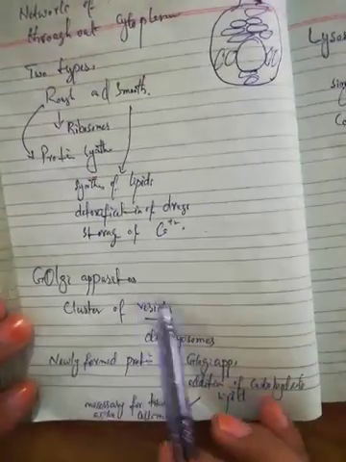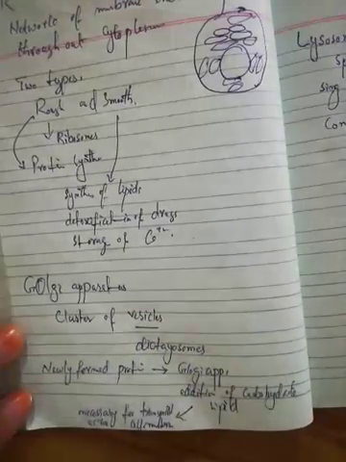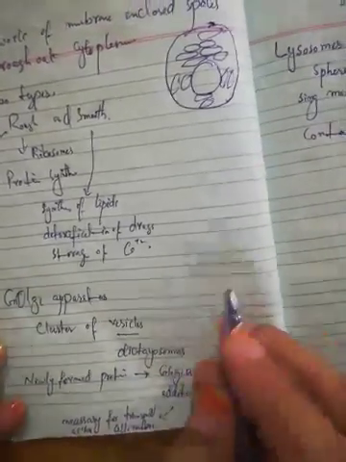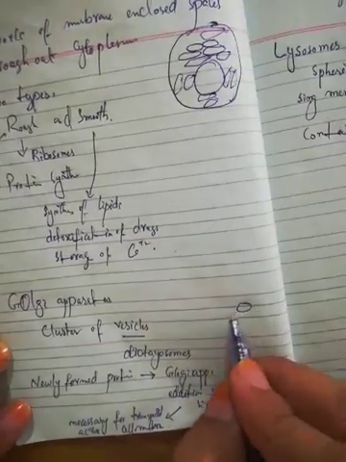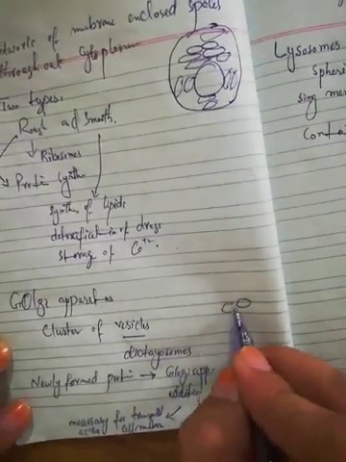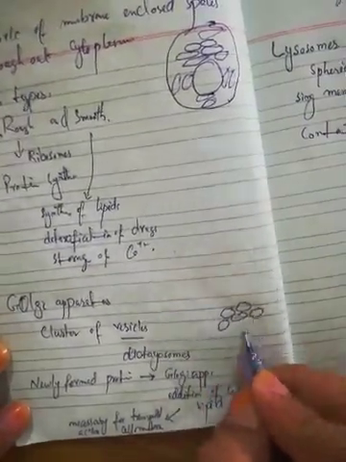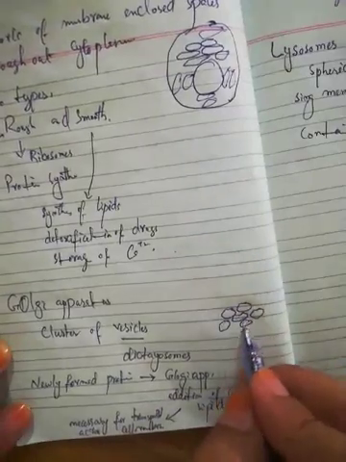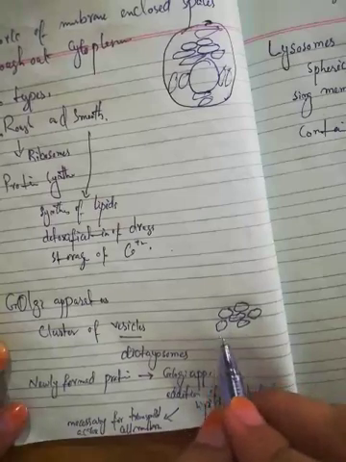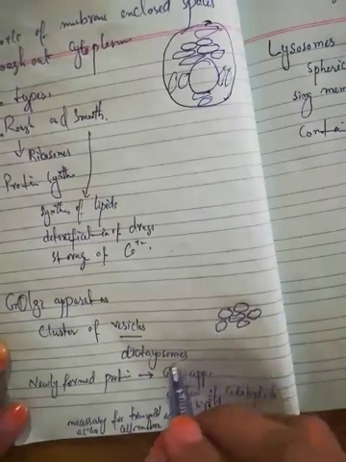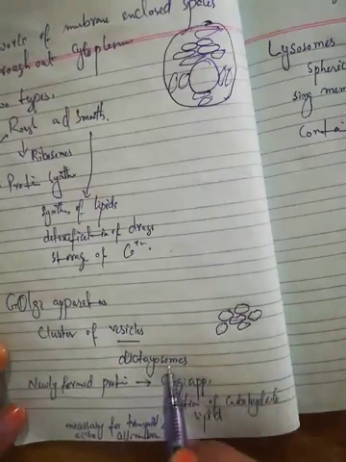Now, Golgi apparatus. Golgi apparatus is a cluster of vesicles. Suppose this is a vesicle. This is another vesicle. This is another vesicle. Such vesicles form a cluster, and this cluster of vesicles is called Golgi apparatus. And each vesicle is called dictyosome. These vesicles are called dictyosomes.